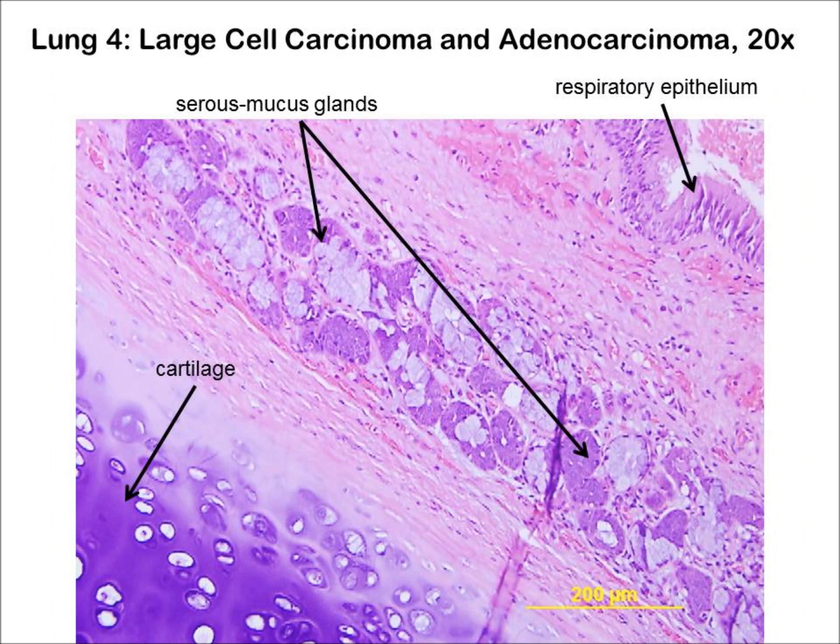Switch to higher power and examine the structures in greater detail. Locate the glands that are between the cartilage and the bronchial epithelium. They contain both mucus units that are light staining and serous units that are darker staining.